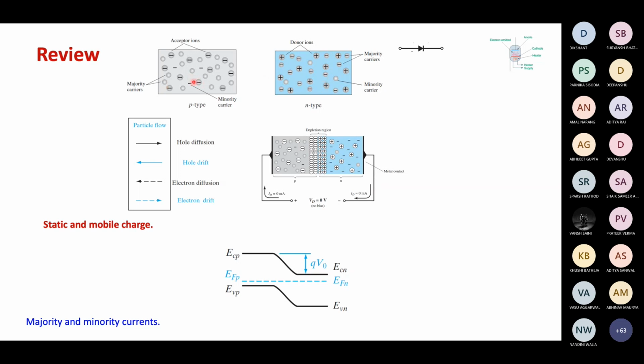Similarly, in P-type material, electrons become minority carriers and holes become majority carriers. Minority and majority mean less or more. So in N-type material, there are more electrons and fewer holes. Similarly, vice versa is true in P-type material: the number of electrons is less and the number of holes is more. Okay.